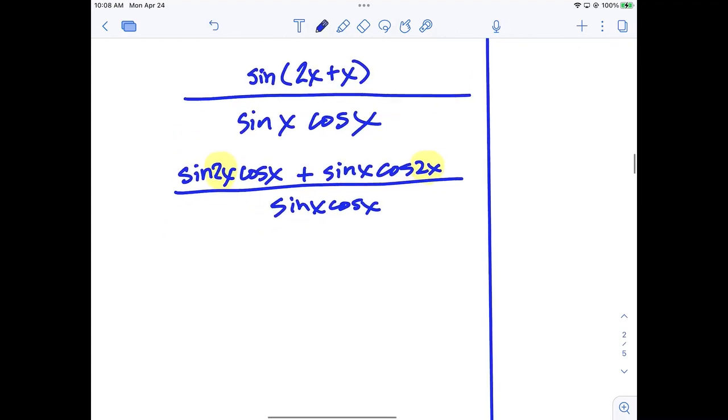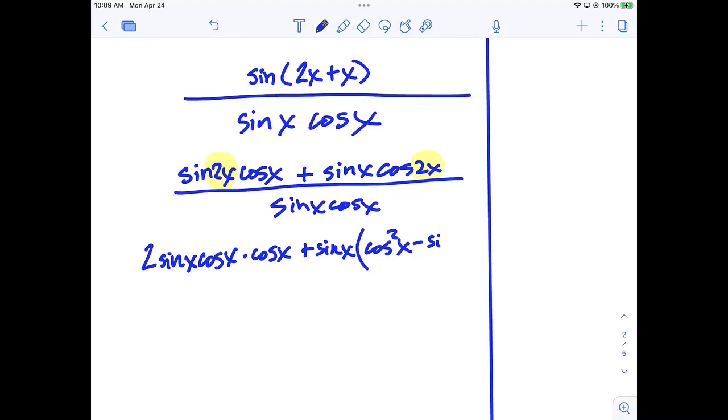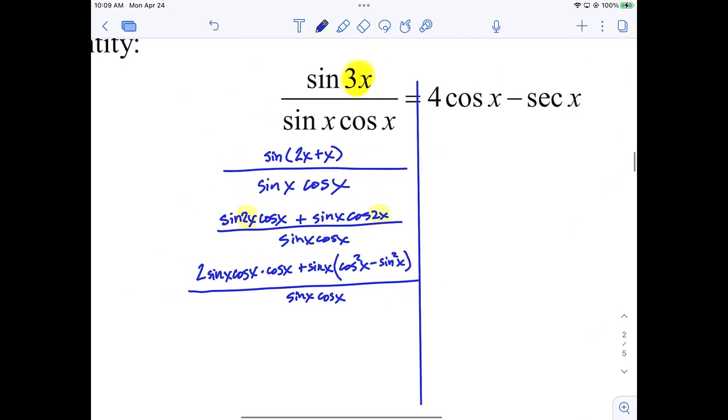So let's use the double angle identity now. We get 2 sine x cosine of x times the cosine x that was there plus sine of x times, now we need parentheses here. Cosine of 2x is cosine squared of x minus sine squared of x, all over sine x cosine x. So far, so good. Inch by inch, it's a cinch. Keep your eye on your target. Are we getting closer?